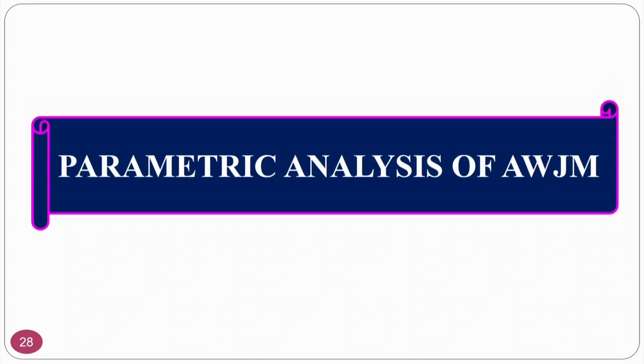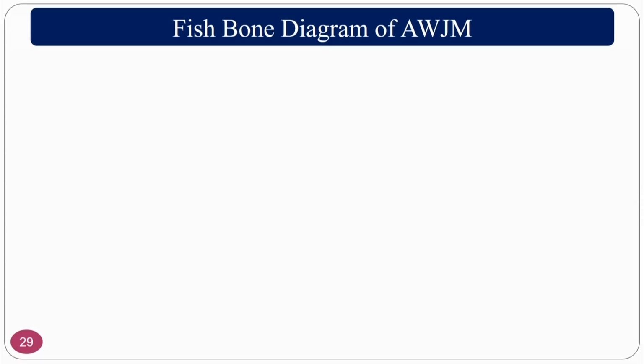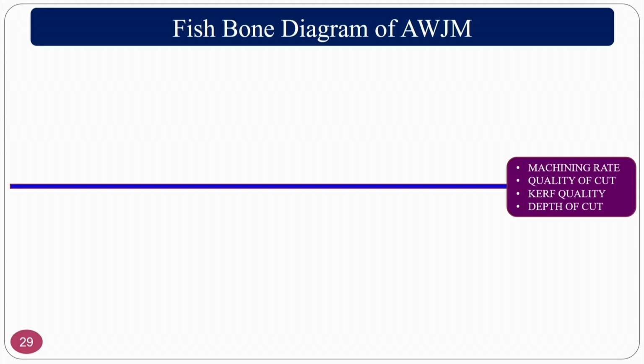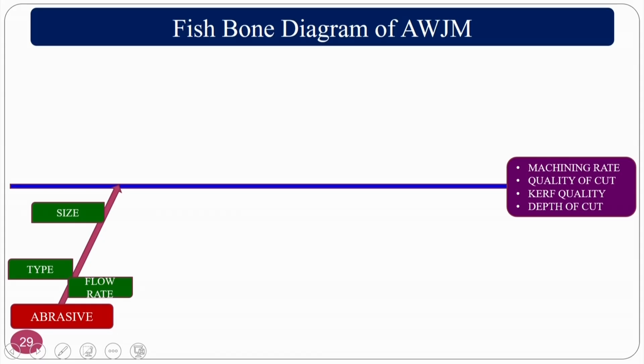Now, parametric analysis of abrasive water jet machining. Normally, if you see the fishbone diagram, that means how the output responses like machining rate, quality of the cut, kerf quality, and depth of cut all will vary with respect to the workpiece materials. Okay. So, the first parameters are the abrasives. The size of the abrasive particle is normally mentioned by the hash symbol, and the type of abrasive particle, whether it is silicon carbide, alumina, or diamond particle, is another factor.